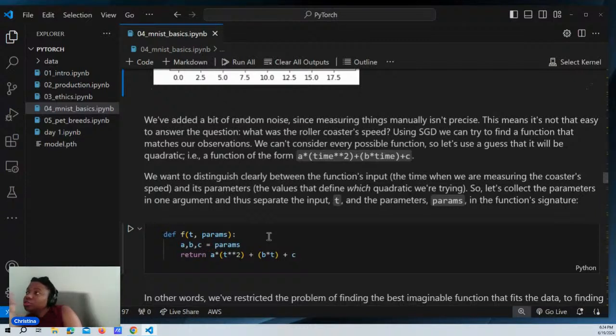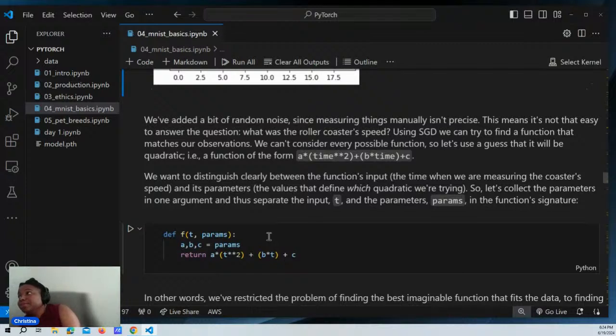So, using stochastic gradient descent, we can try to find a function that matches our observations. We can't consider every possible function, so let's guess that it will be a quadratic function in the form of a times t squared plus b times t plus a constant. We want to distinguish clearly between the function's input, the time when we are measuring the coaster speed, and the parameters, the values that define which quadratic we're trying.